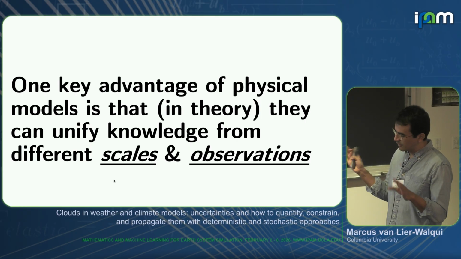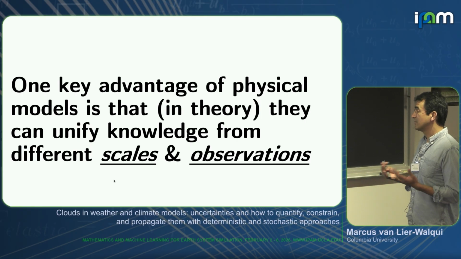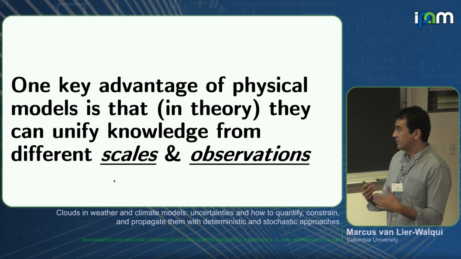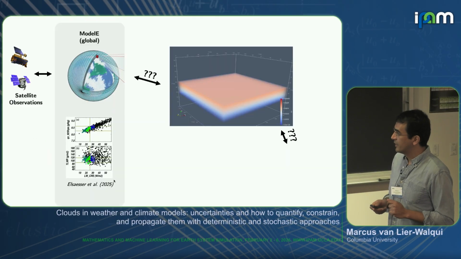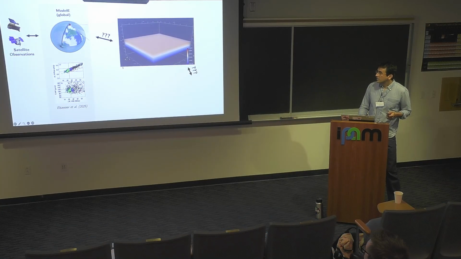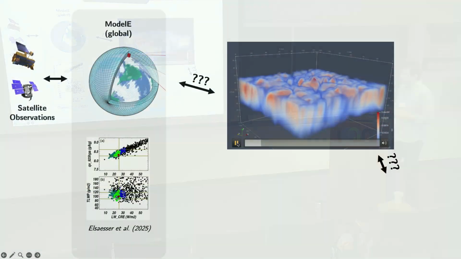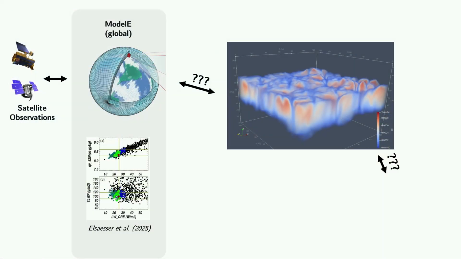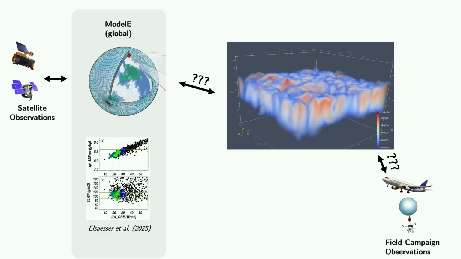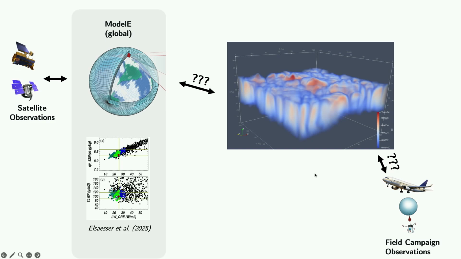In theory, this is what I mentioned at the beginning, doing a physical model has an advantage that you should be able to unify knowledge from different scales and observations, right? So we might hope that we have some way of basically doing this link, right, between the observations, maybe some high resolution simulations, and our global models. This is what we'd like.